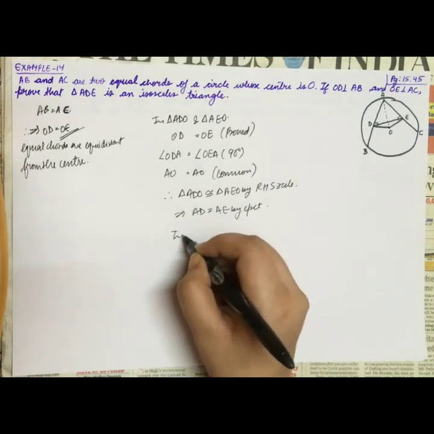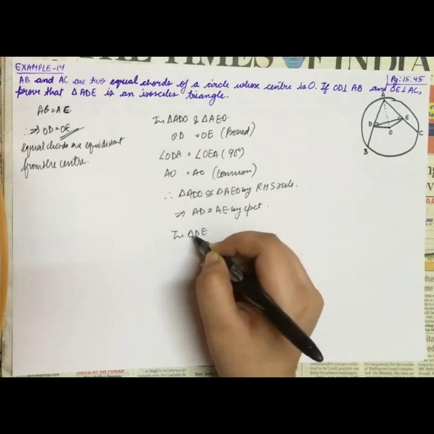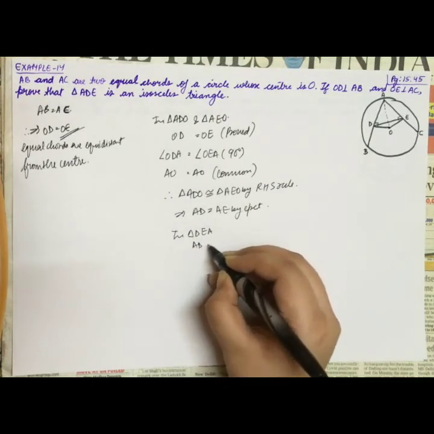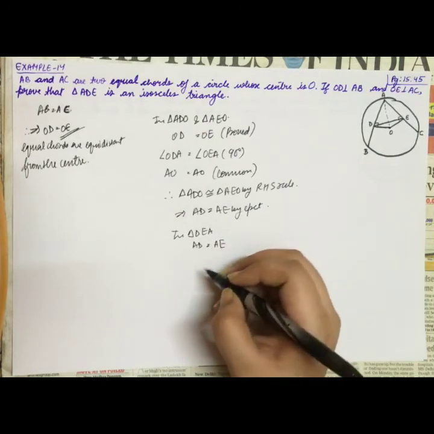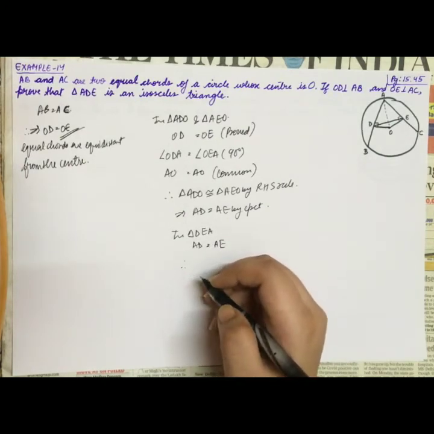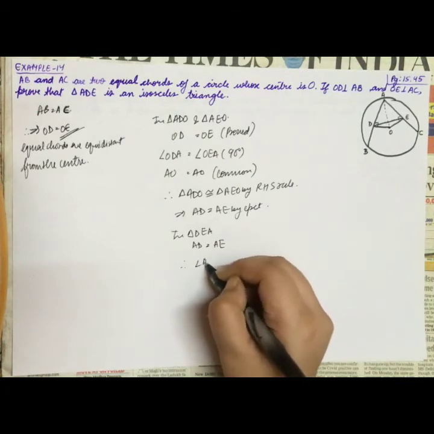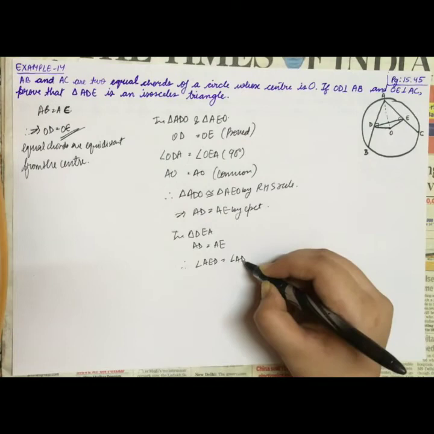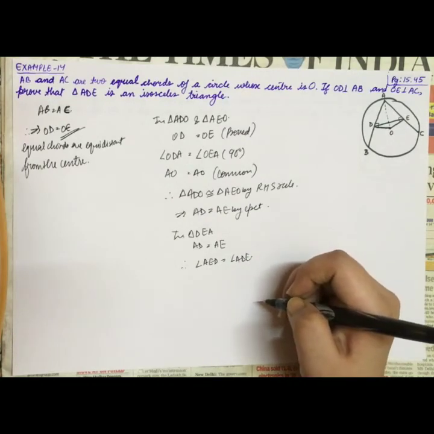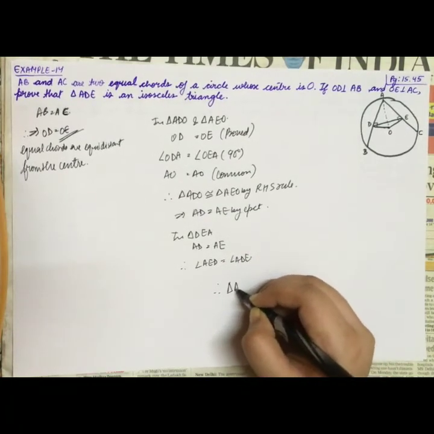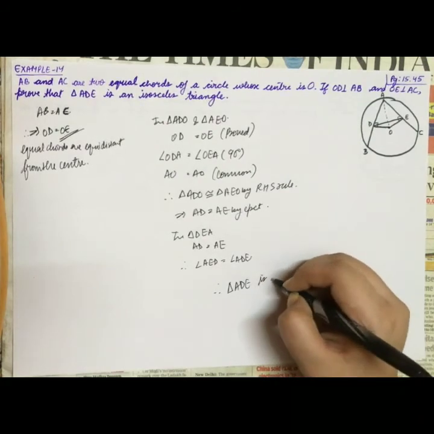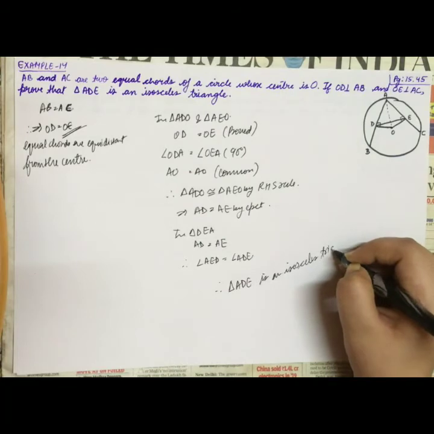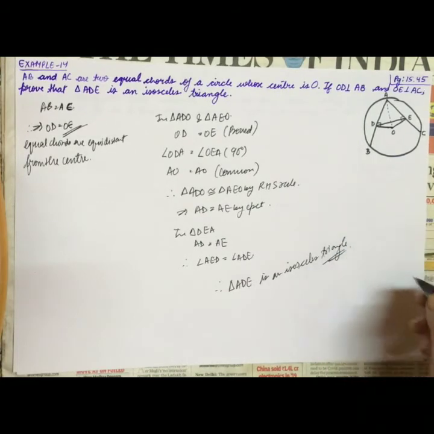Now in triangle ADE, AD is equal to AE. Therefore, we can say that their opposite angles will also be equal, which are angle AED and angle ADE. So therefore, triangle ADE is an isosceles triangle. Hence proved.